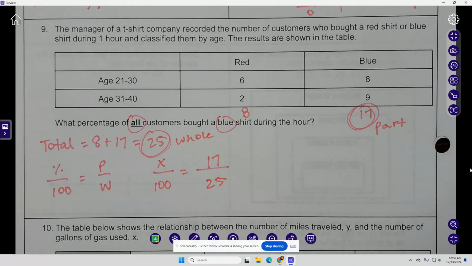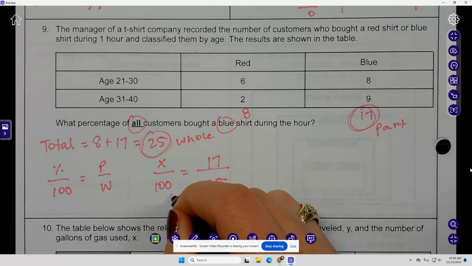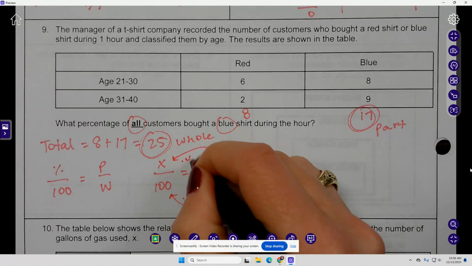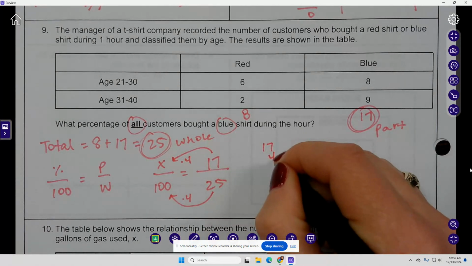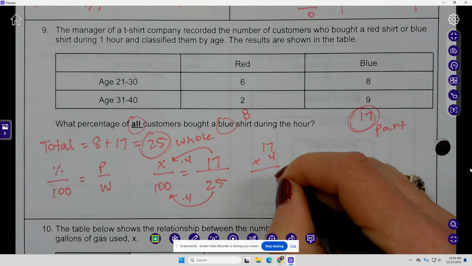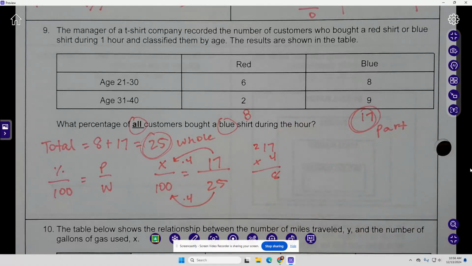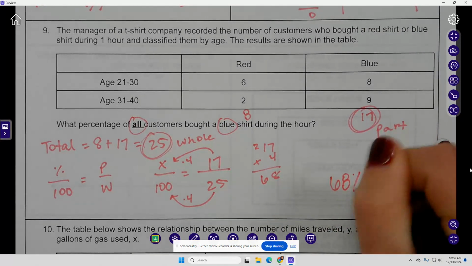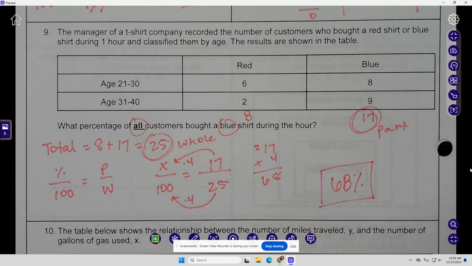So there's my proportion. I'm going to see if I can scale here. I can. 25 times 4 is 100. And whatever I do to the bottom, I have to do to the top. 17 times 4: 7 times 4 is 28. 4 times 1 is 4, plus 2 is 6. So 68% of all customers bought a blue shirt.